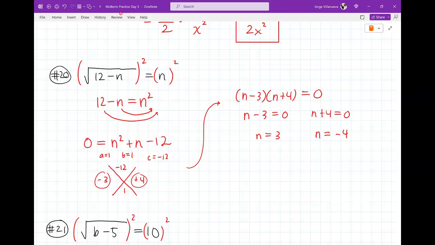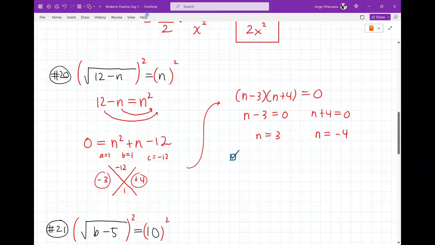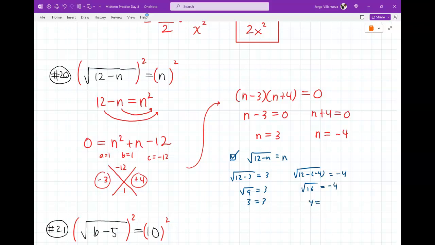So let's see. If I plug in a 3, I'm going to change my color here for checking it. This is my check step. The square root of 12 minus n equals n. So I plug in a 3, I get the square root of 12 minus 3 equals 3. That's the square root of 9 equals 3. 3 equals 3. That checks out just fine. Now let's try a negative 4. So square root of 12 minus negative 4 is equal to negative 4. Square root of 16 is equal to negative 4. So 4 equals negative 4. That's not true. So you only have one answer.